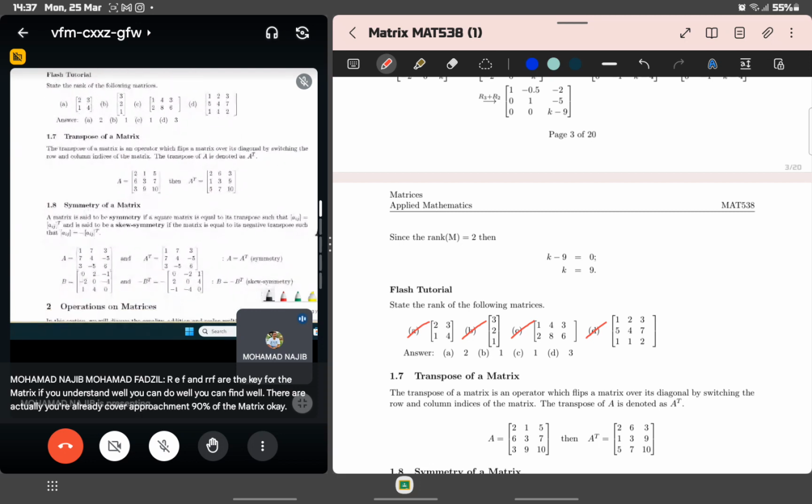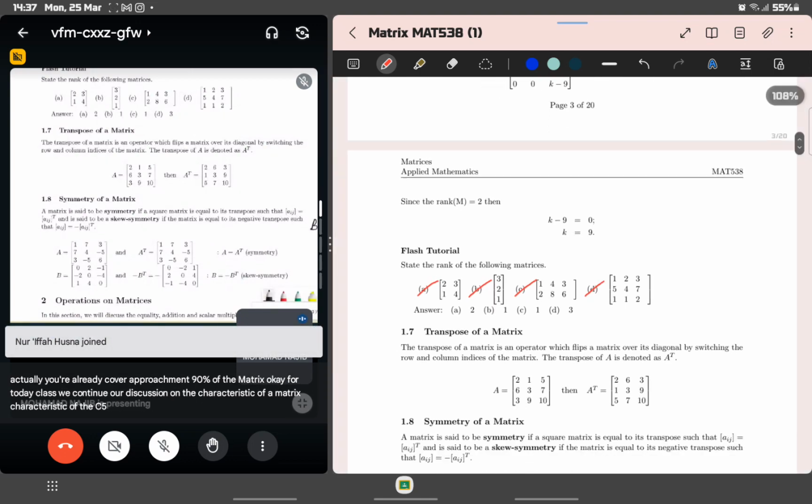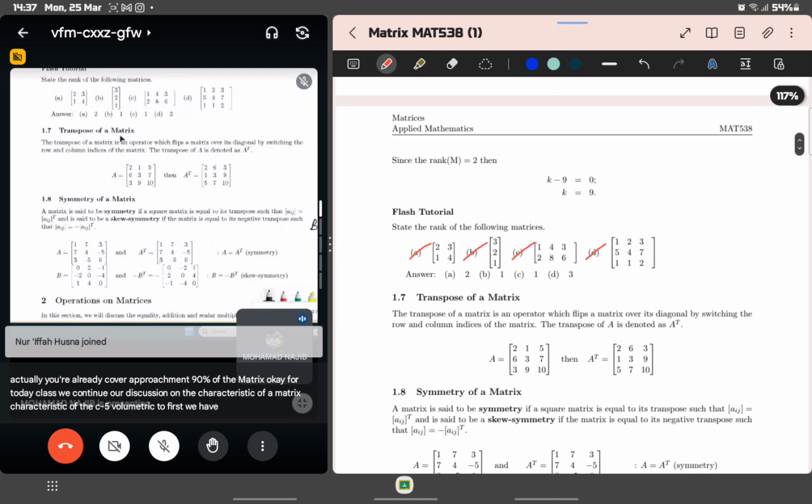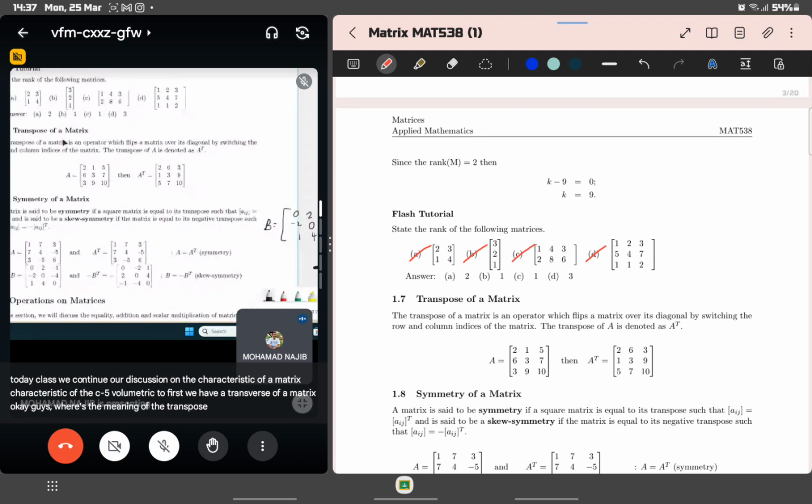Okay. For today's class, we continue our discussion on the characteristic of a matrix. Characteristic of the matrix, sifat bagi matrix tu. First, we have the transpose of a matrix. Okay guys, what is the meaning of the transpose of the matrix? By the wording, the transpose matrix is an operator which flips a matrix over its diagonal by switching the row and the column indices of matrix A.